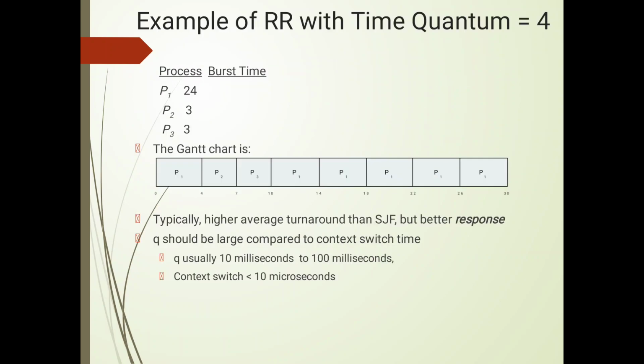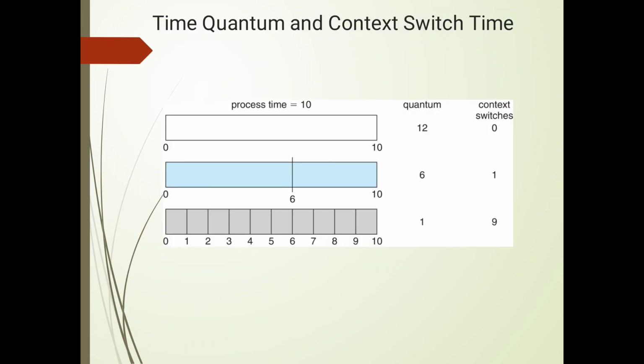For example, consider three processes P1, P2, P3. The Gantt chart has a time quantum of 4. First P1 is executed for the first 4 units of its burst time. Afterwards P2 executes, then P3. Then the remaining part of the P1 burst is executed. This shows the time quantum and the context switch time.